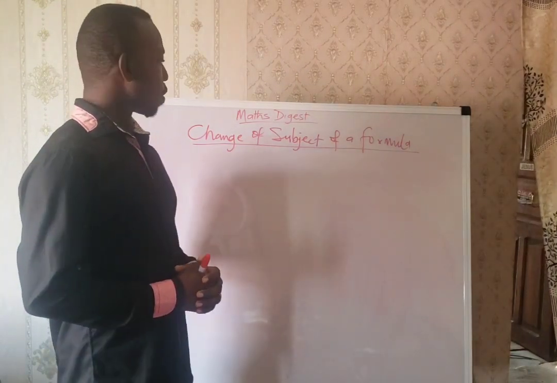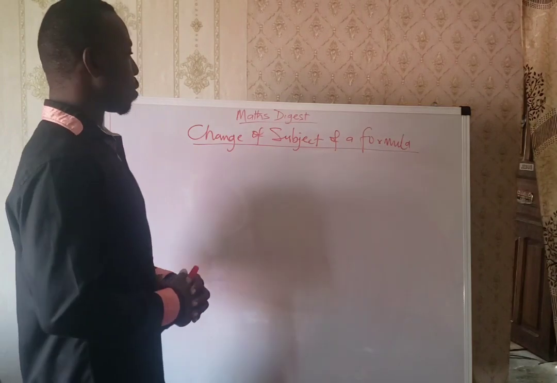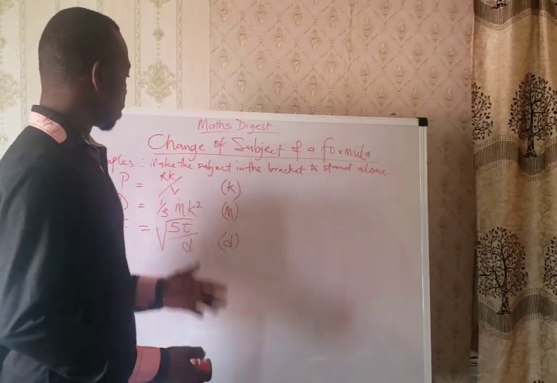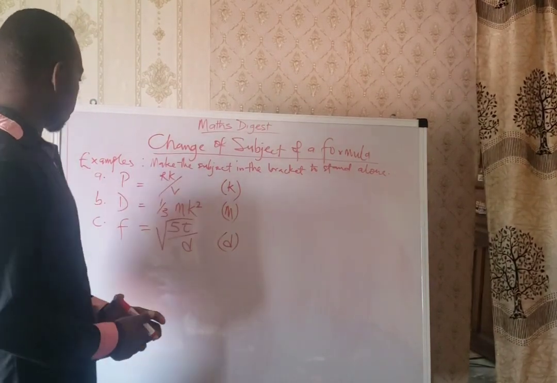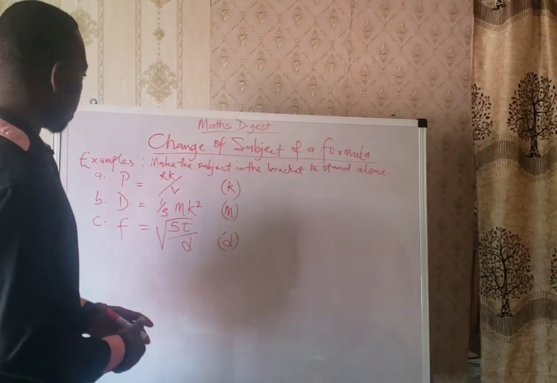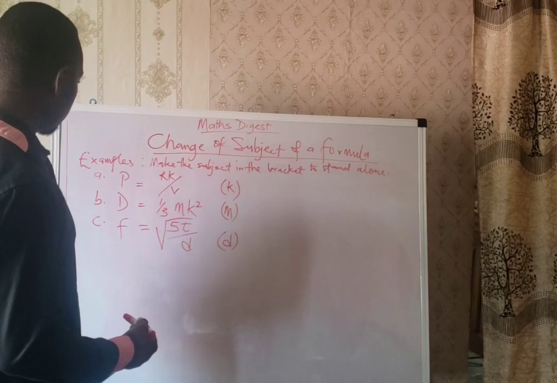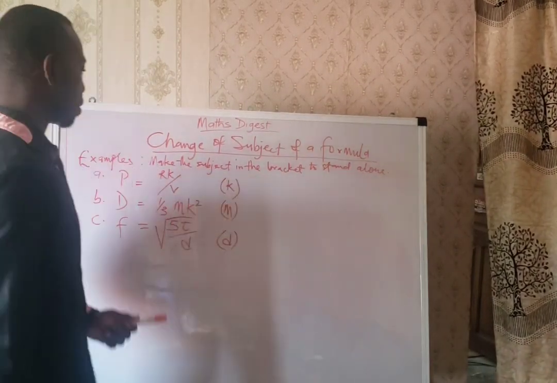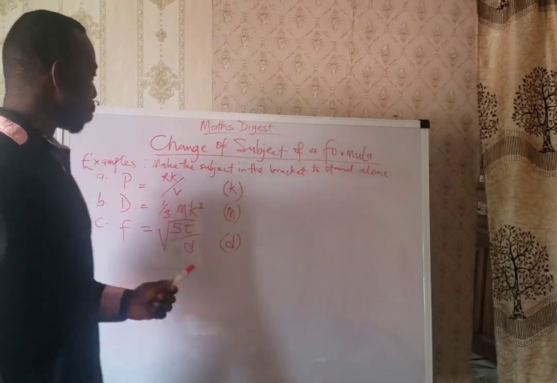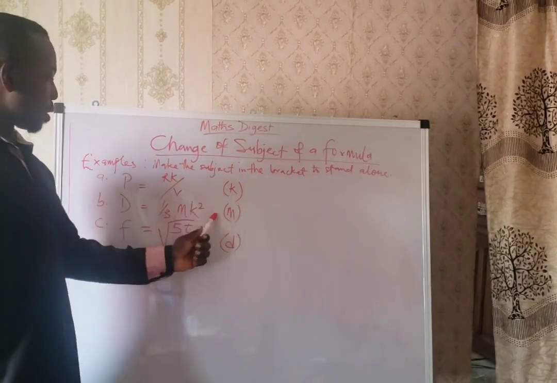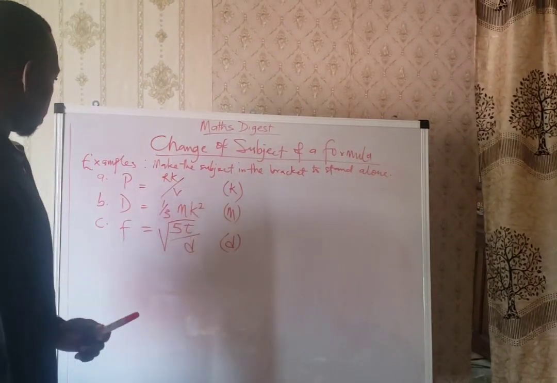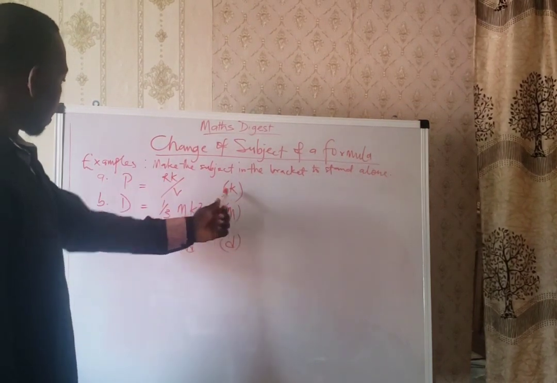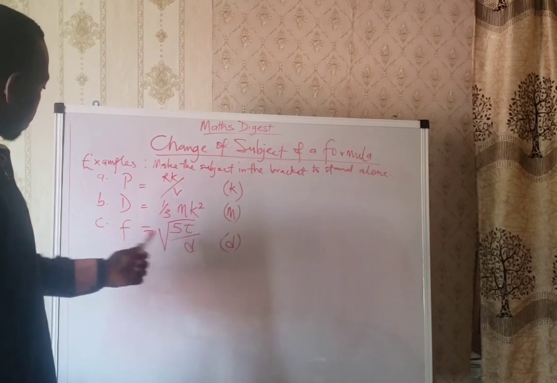Okay, all right. We're going to take an example on this immediately. These are examples of change of subject of formula. Example: make the subject in the bracket stand alone. In other words, make them the subject of the formula. These are the subjects. Now in number A, these are the expressions, number B and C.